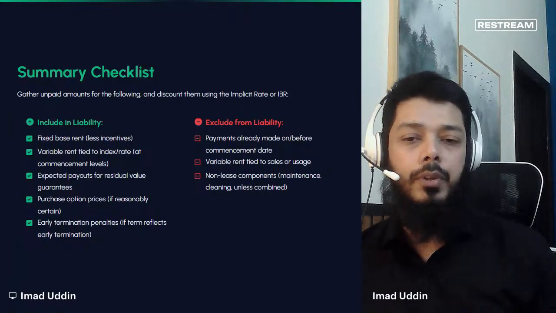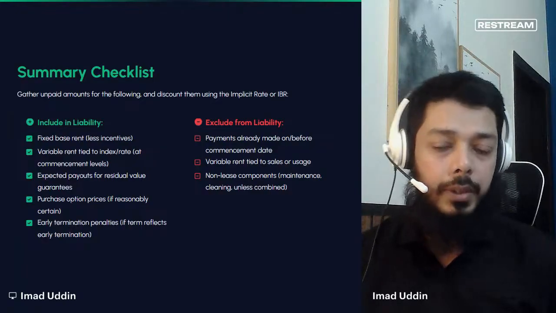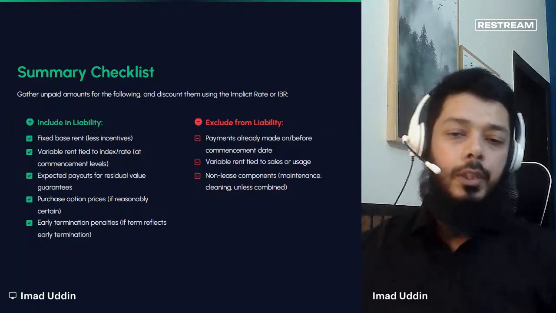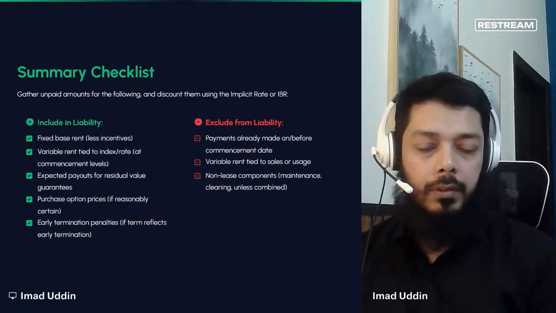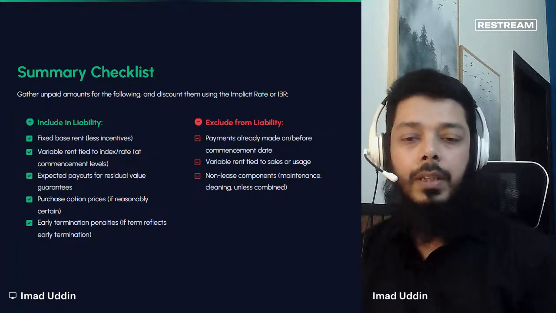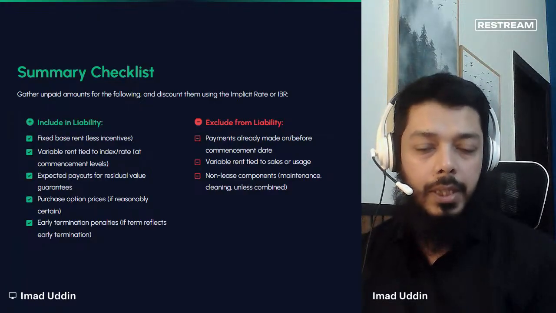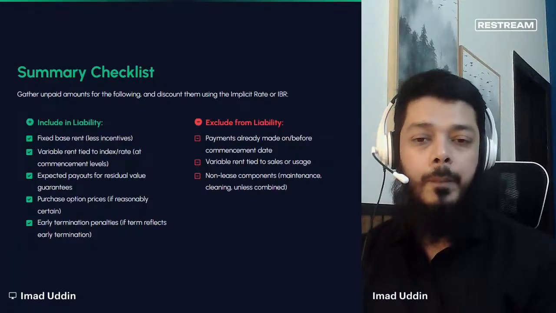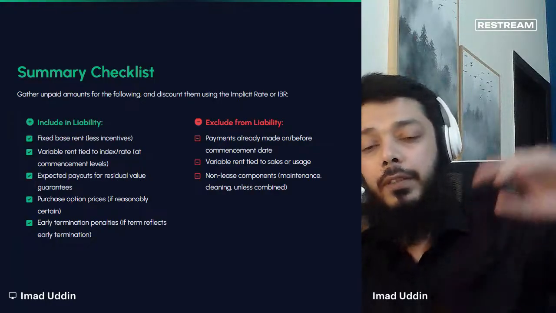Let's just quickly go through the checklist of what is included in the lease liability and what is not included. First, what's included in the lease liability is the fixed base rent, which is the rent we are all familiar with. What's included is also the variable rent tied to an index or rate. But this is calculated based on the commencement levels, and we are not predicting future inflation.